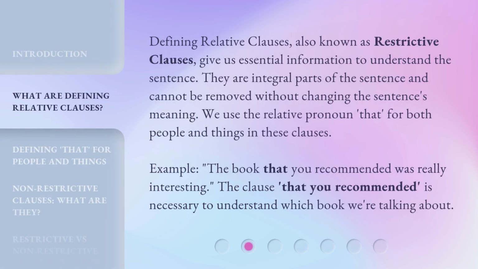Defining relative clauses, also known as restrictive clauses, give us essential information to understand the sentence. They are integral parts of the sentence and cannot be removed without changing the sentence's meaning. We use the relative pronoun "that" for both people and things in these clauses. Example: The book that you recommended was really interesting. The clause "that you recommended" is necessary to understand which book we're talking about.